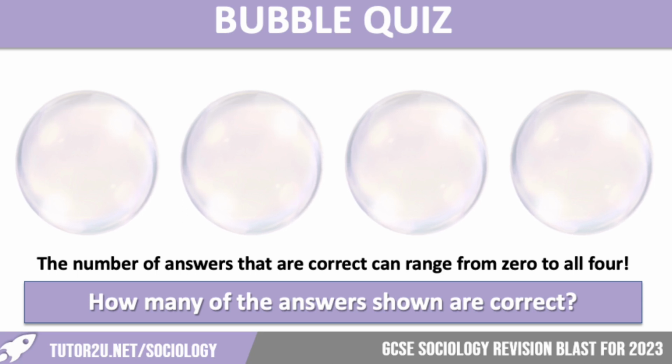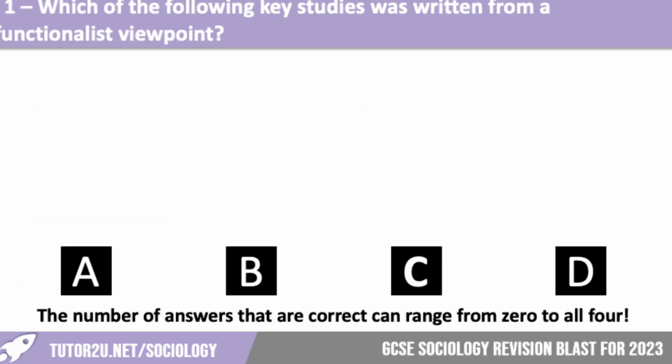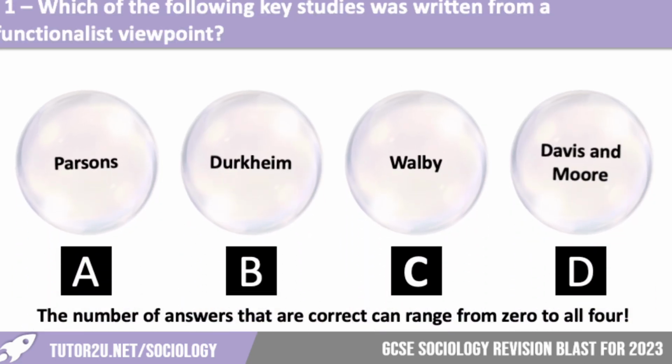So you need to work out which bubbles are right. Number 1. Which of the following key studies was written from a functionalist viewpoint? Parsons, Durkheim, Warby, or Davis and Moore. So remember, the answers can range from 0 being correct to all 4 of them. So just give you a moment to reveal.